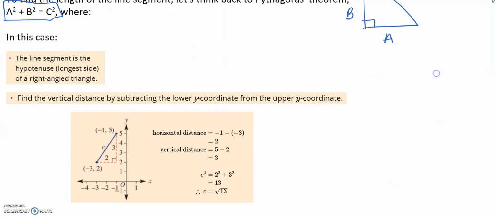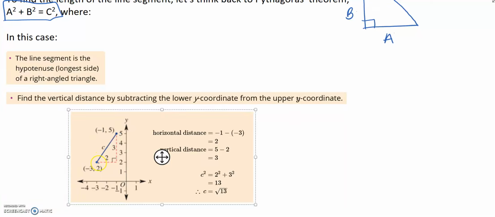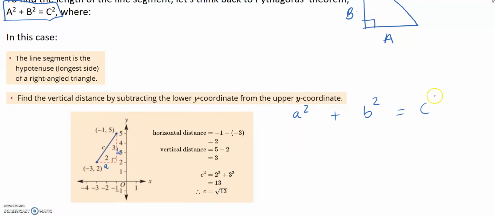Which brings me to this triangle over here. So we've got the 2 points. That's one point where the coordinates are (-3, 2). That's the other point, coordinates of (-1, 5). So if we have to find the distance between them, and if we form a right-angled triangle around that line, then we can say that is a, that is b, and then the hypotenuse is c. So if we use Pythagoras, which is a squared plus b squared equals c squared.